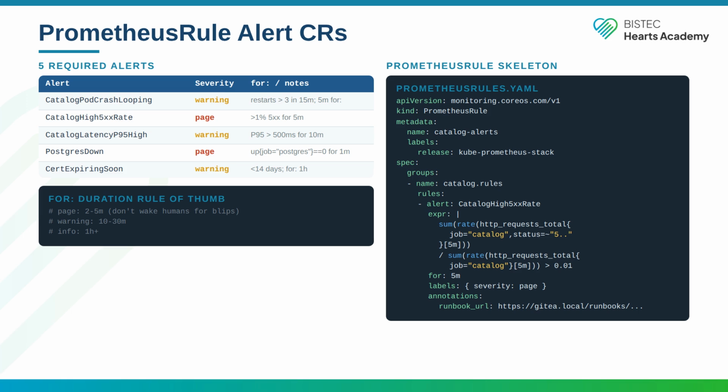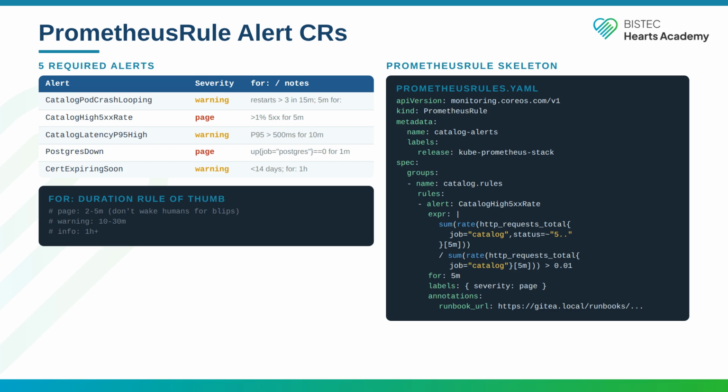Catalog pod crash looping detects restart loops before the service degrades completely. Catalog 5xx rate fires when more than 1% of requests are returning 5xx errors sustained for 5 minutes. Catalog latency P95 fires when the 95th percentile latency exceeds 500 milliseconds for 10 minutes.